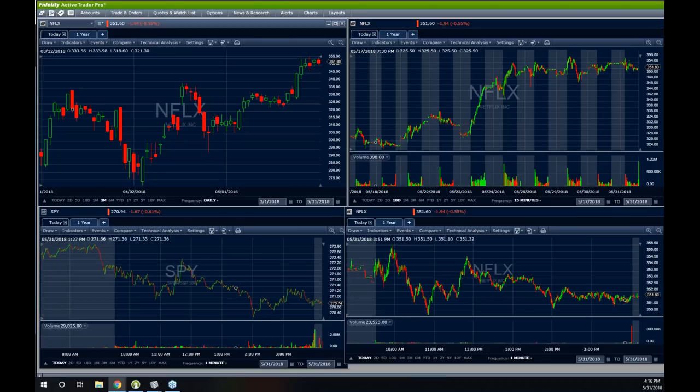All right, let's go ahead and get started. So what we're going to do here is give you guys the makeup of a swing trade, particularly an option swing trade. And messing around with the stock versus the option is a lot different. So we're going to give you a couple of tips here to go forward.